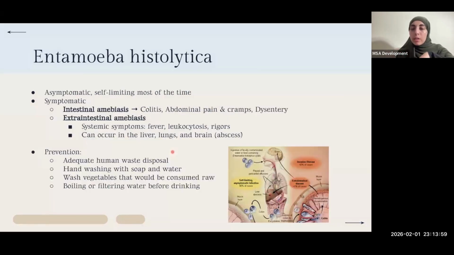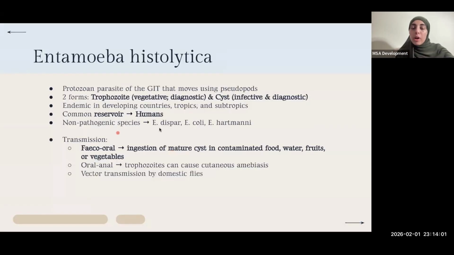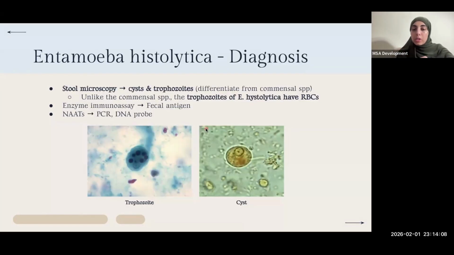So remember how we said at the beginning that we have other species of Entamoeba that are not pathogenic, like dispar, coli, hartmanni. Basically, the differentiating thing when you're looking at it under the microscope is that the commensal species' trophozoites will not have RBCs, okay? If you see a trophozoite with RBCs inside, then this is Entamoeba histolytica. So this over here is a trophozoite of Entamoeba histolytica and it has RBCs inside, okay? So this is the pathogenic species.